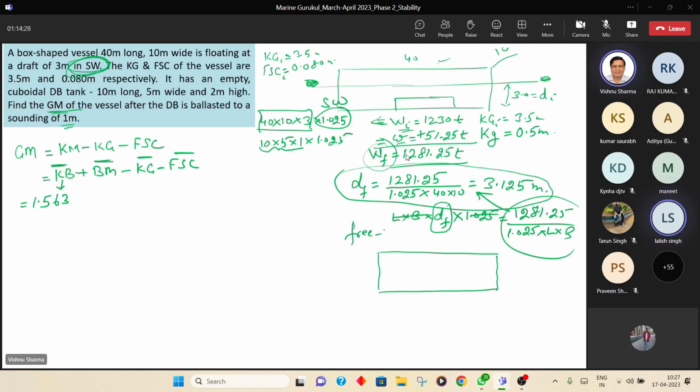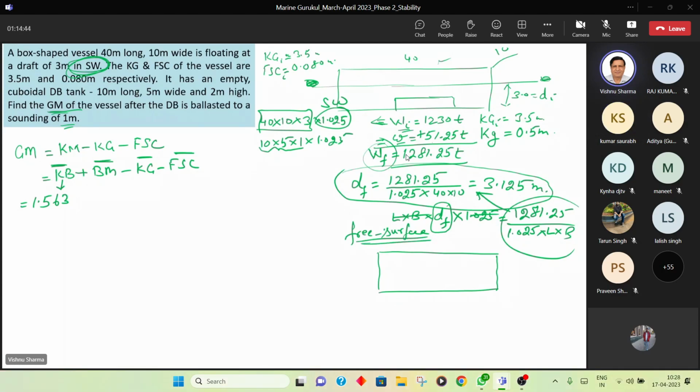What is 40 into 10? Are you sure? Look, read the question again, sir. 10 into 5. This is the shape of the free surface.